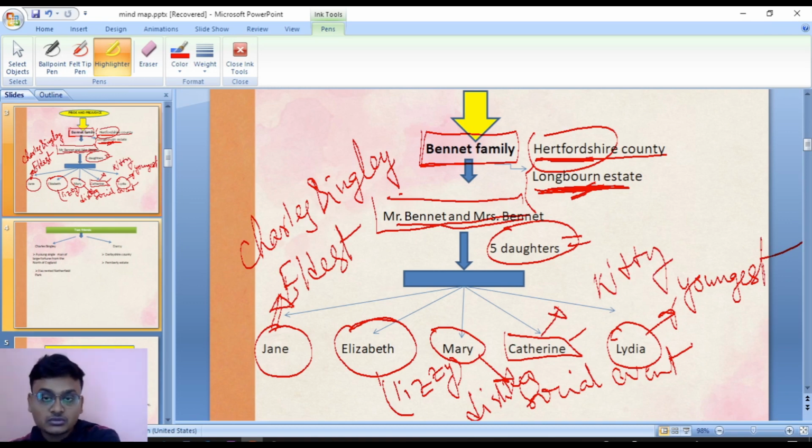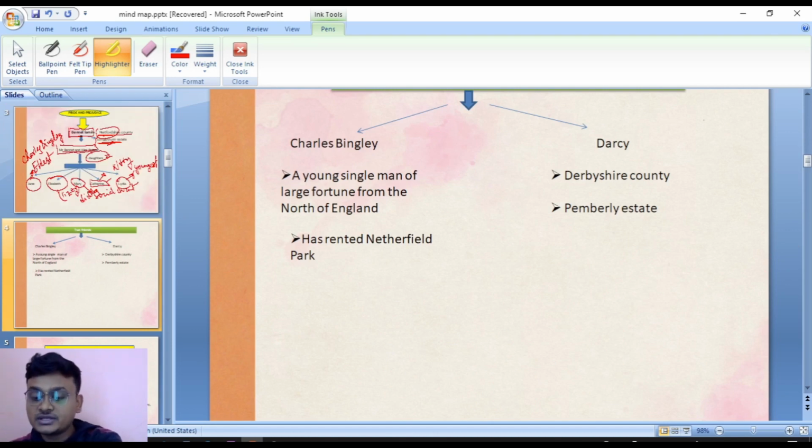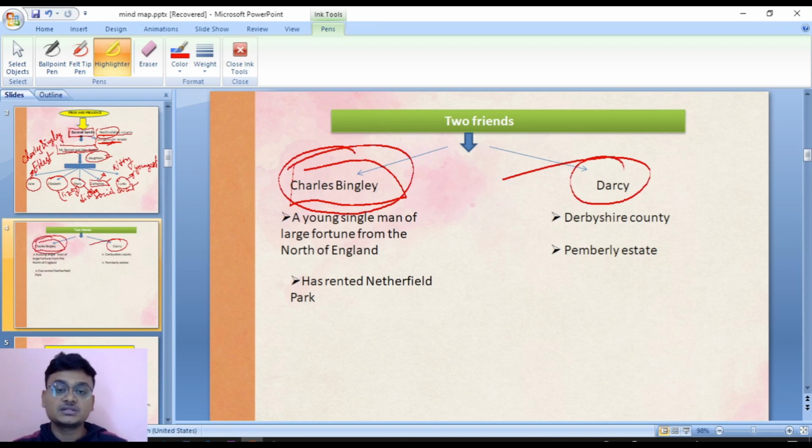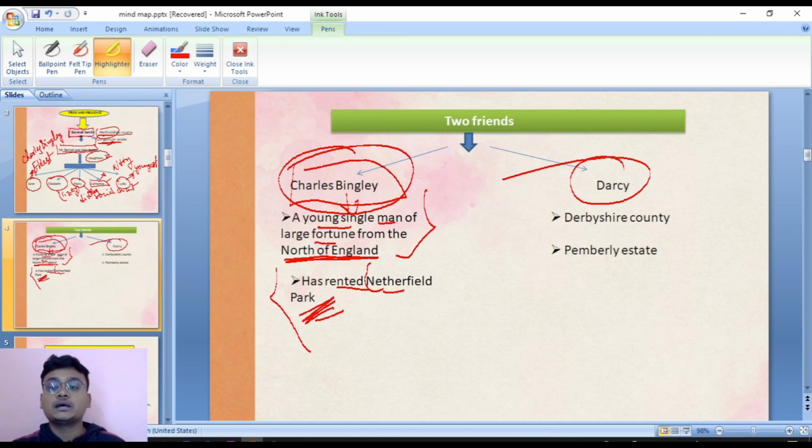Now the 2 friends. Who are the 2 friends? One is Charles Bingley, another is Darcy. Charles Bingley is a young single man of large fortune from the north of England, and he has recently rented Netherfield Park. Both Charles Bingley and Darcy have reached Netherfield Park, and they are friends.